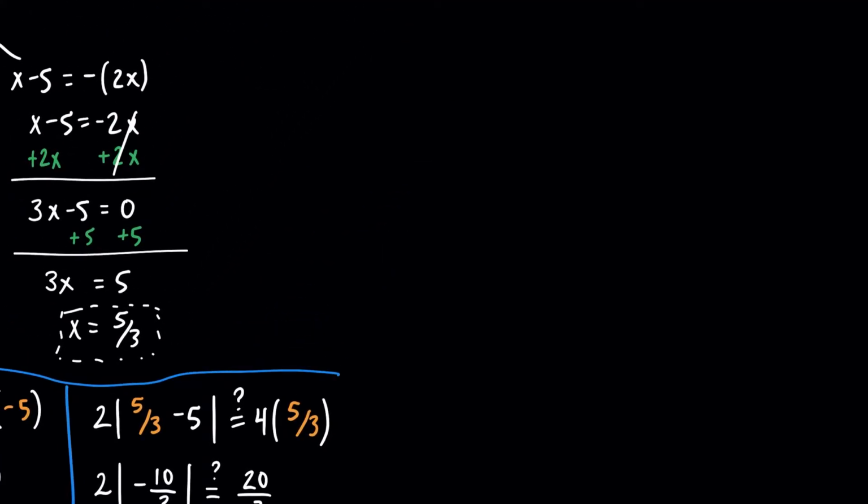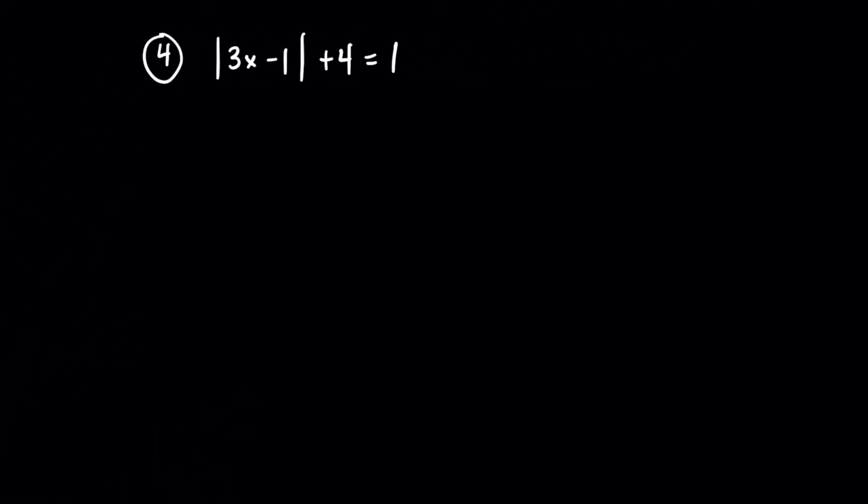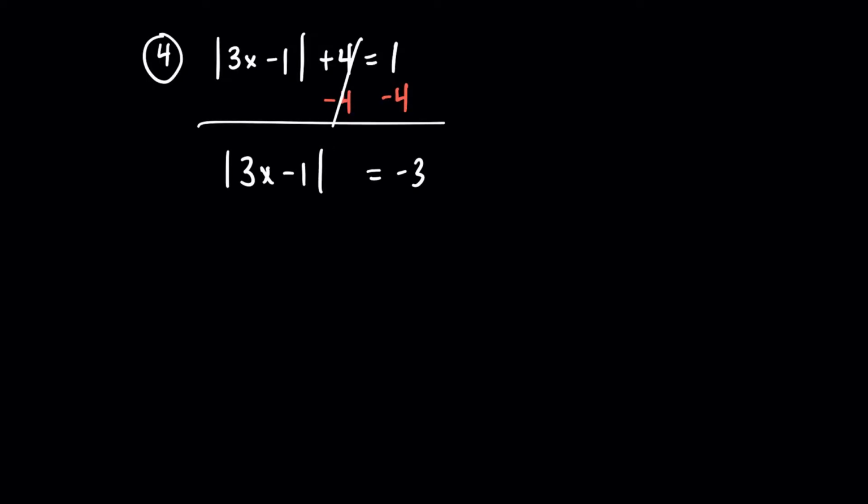Let's scroll up here and do another example. Number 4 here. So we've got the absolute value of 3x minus 1 plus 4 is equal to 1. So like I recommend, get that absolute value part by itself. So we've got the absolute value of 3x minus 1 is equal to, that goes away, negative 3. Now, I want you to think about this for a second, because if you try to solve this, you're going to get a couple solutions that make absolutely no sense. So I want you to catch this before you try to solve it and waste your time.